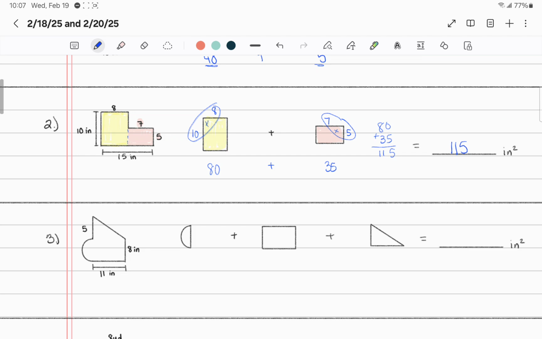And then again, like I said, if you would have split it this way, and then this piece and this piece, you would have still gotten the same thing. Okay.